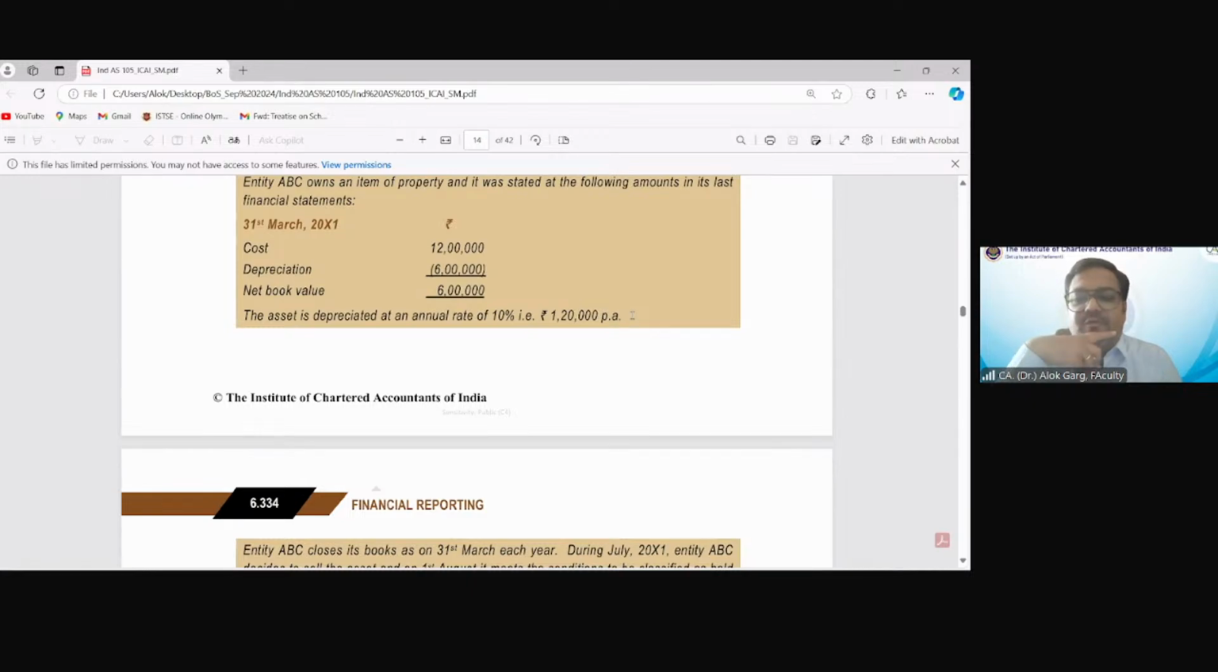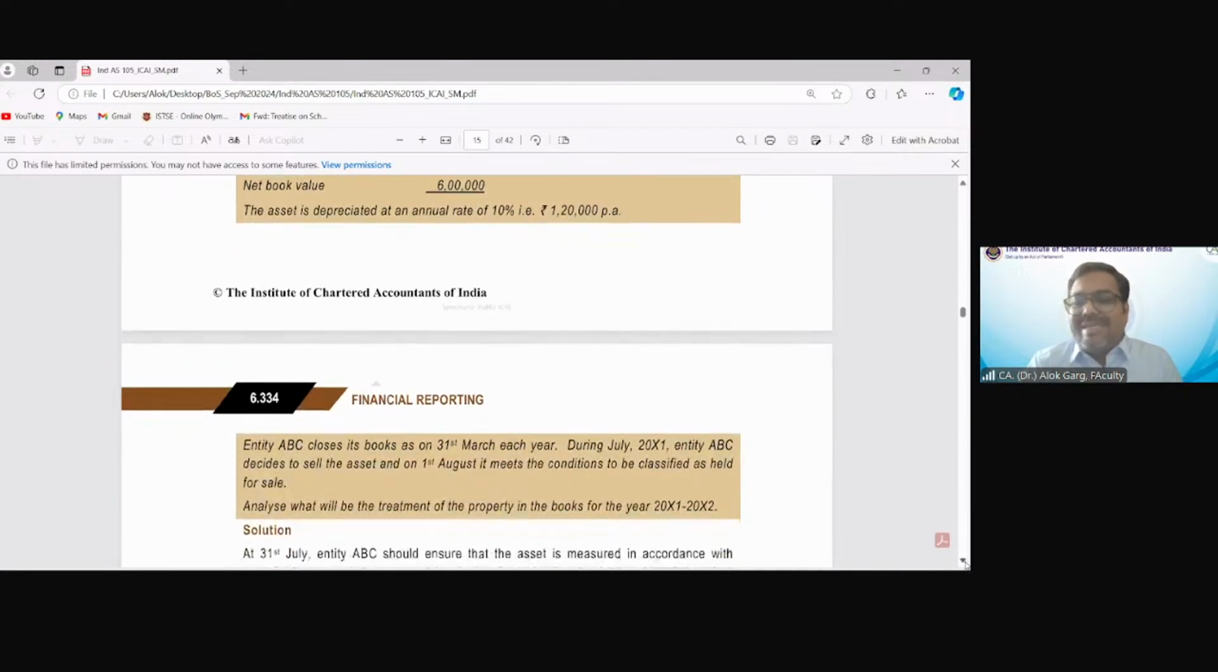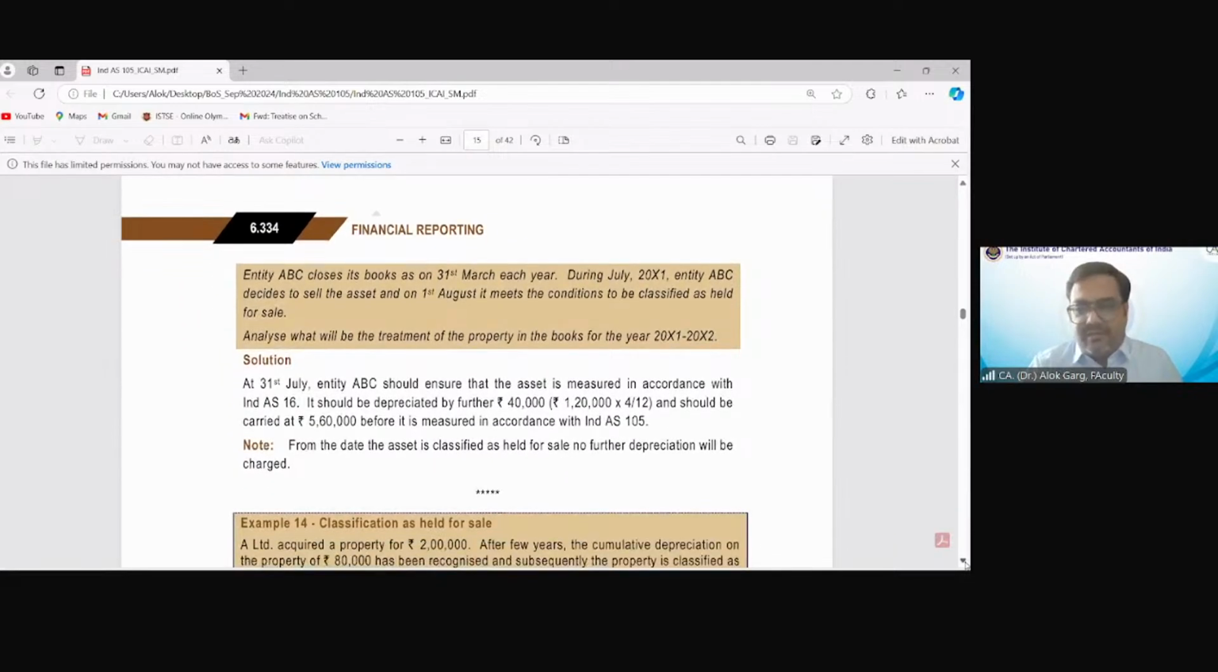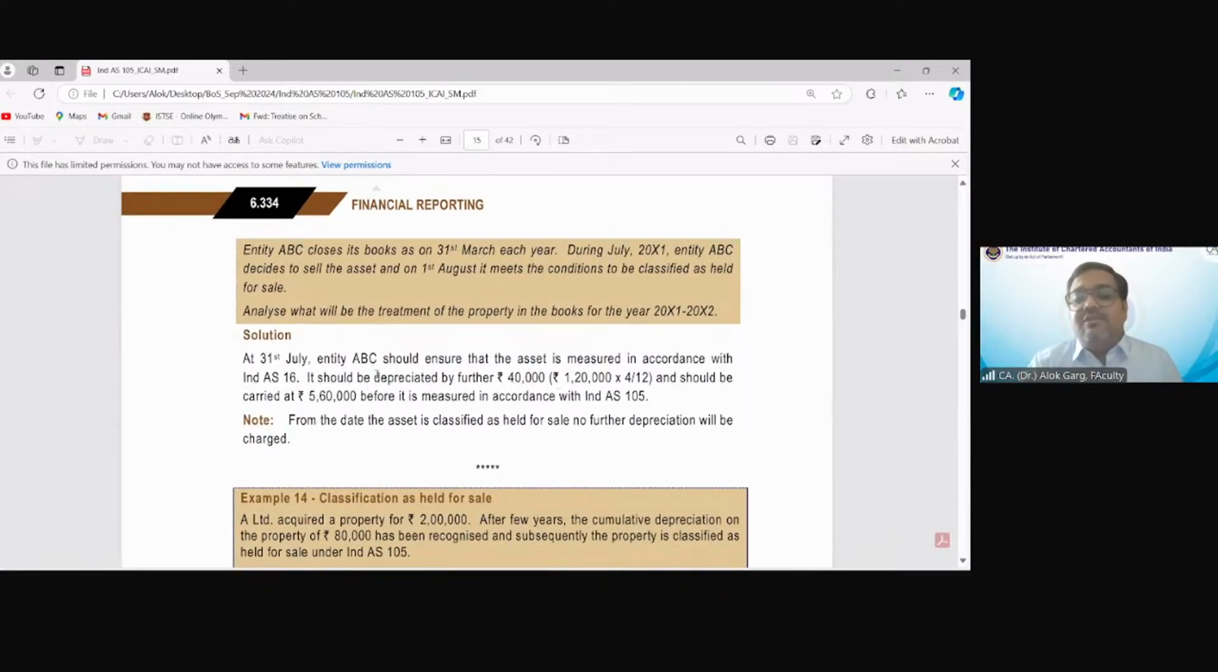What is the depreciation for 4 months? It's 120,000 divided by 12 multiplied by 4, so it's 40,000. 6 lakh minus 40,000, so the carrying value is 5 lakh 60,000. Okay, so the carrying value is 5 lakh 60,000.